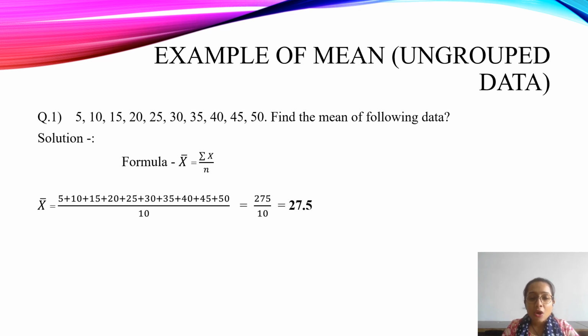Now you have to count the numbers. So 1, 2, 3, 4. So there are 10 numbers. Okay, so add all the numbers and divide it by 10. Okay, after that you will get your mean, that is 27.5. This is for the ungrouped data.